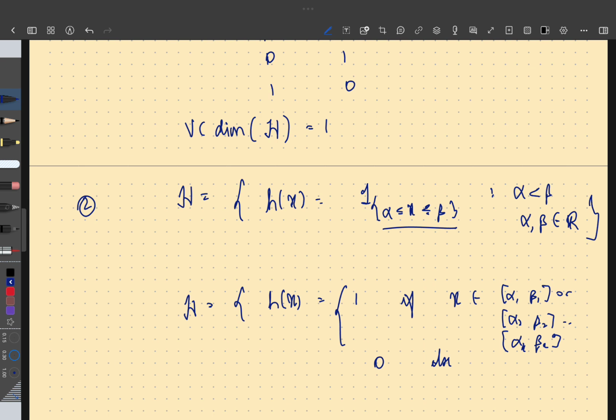So what is the intuitive meaning that H cannot shatter a given set? What is the intuitive physical meaning? Our physical meaning, we understand. I'm not able to generate all the labelings. Correct. But what is the application? For a given set, I don't think of any intuition.